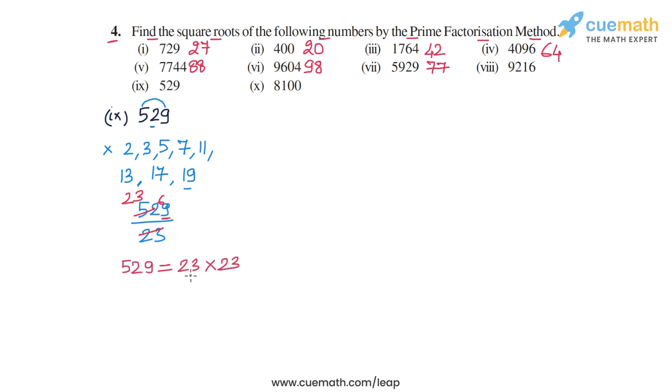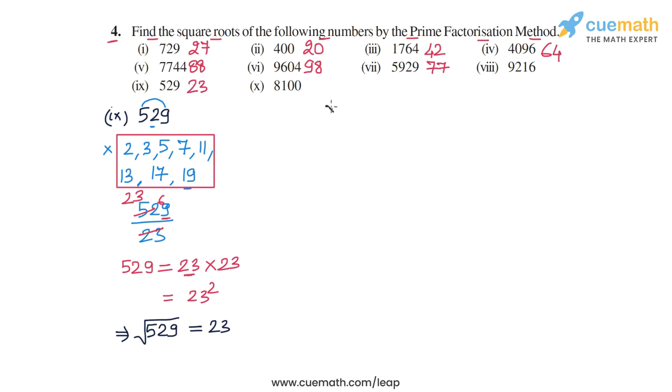So it has only this prime factor of 23 repeated twice, and that is why it was not divisible by any of these previous prime numbers from 2 up to 19. So 529 is 23 into 23 or 23 square, and this immediately gives us the square root of 529. The square root of 529 will be equal to 23. So that is the answer for part 9.